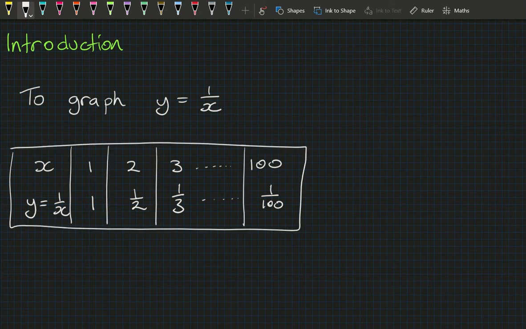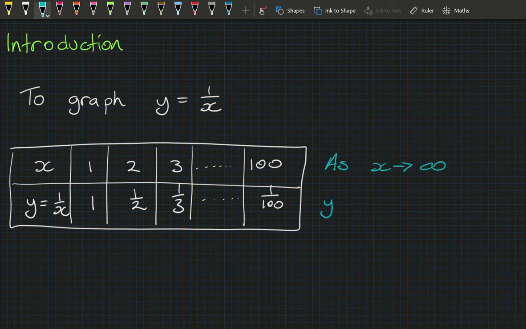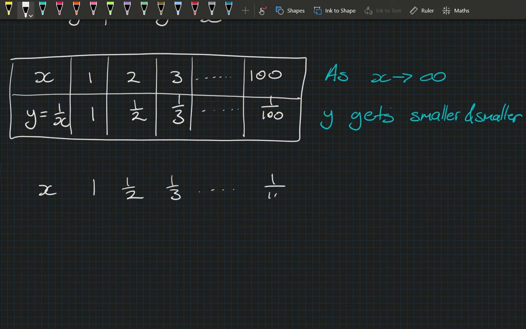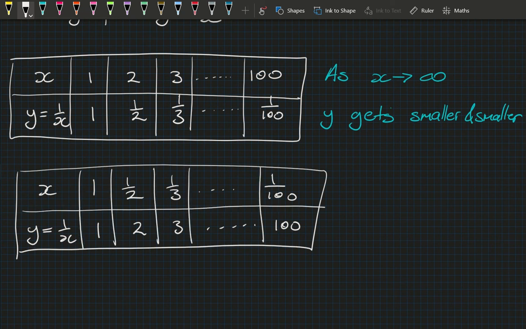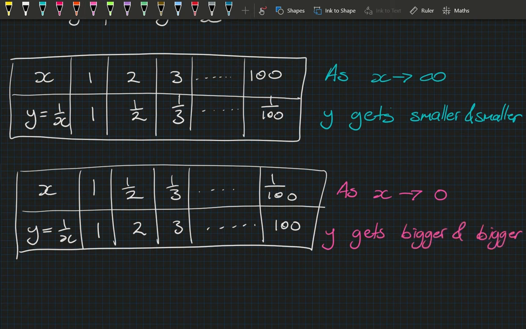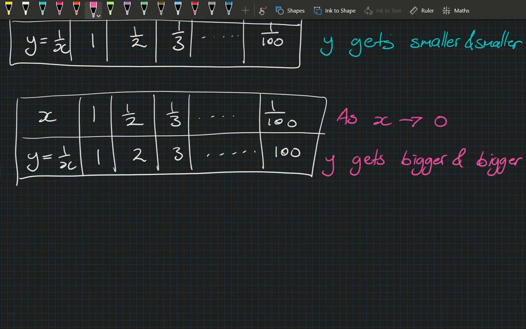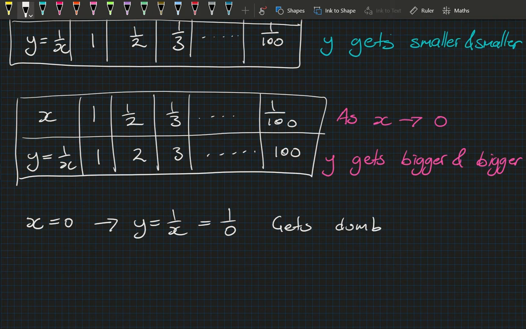And so we can make the statement that as x heads towards positive infinity, y gets smaller and smaller. Now if we look at the positive values of x that are less than 1, well, the associated y value for x equals 1 is 1, of course, but 1 divided by a half is just 2. And the same will occur for a third, all the way down to 1 over 100. So that means that as x gets closer to 0, y is going to get bigger and bigger. Also, when x equals 0, y equals 1 on x is the same as saying 1 on 0, and that gets dumber and dumber.